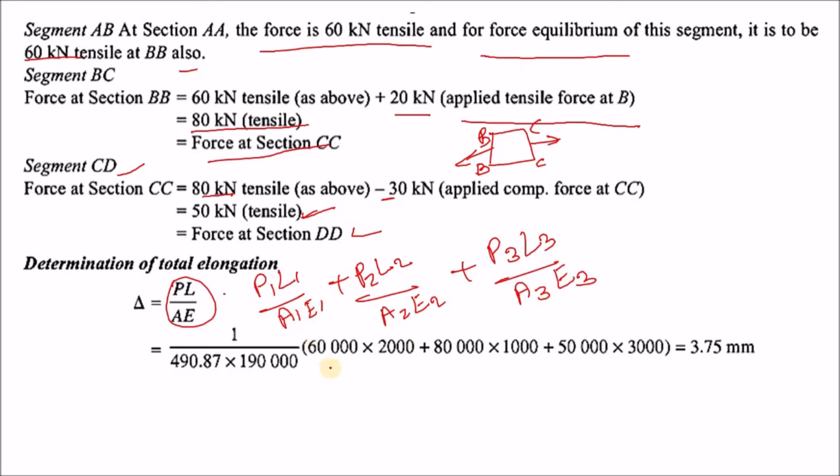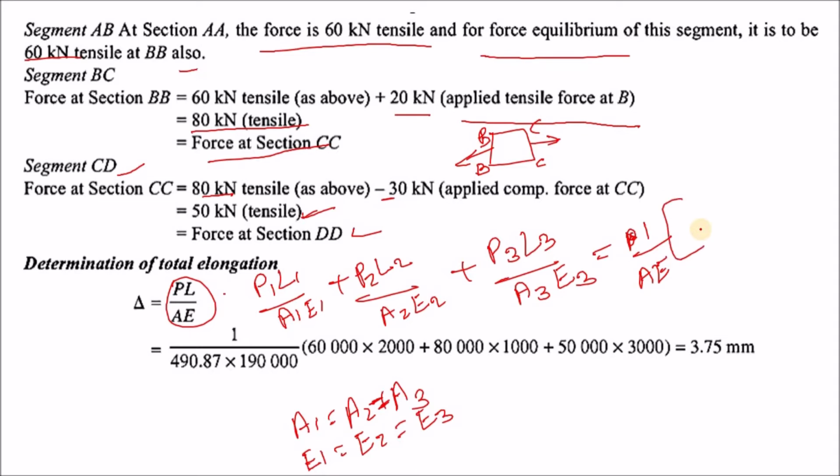Here in this column, A1 equal to A2 equal to A3, and the material is also the same, so E1 equal to E2 equal to E3. In that way AE will come out, and this will be equal to 1 by AE times P1 L1 plus P2 L2 plus P3 L3. Put the values in this equation in this way, and we will get the answer. Let's go to the second question.